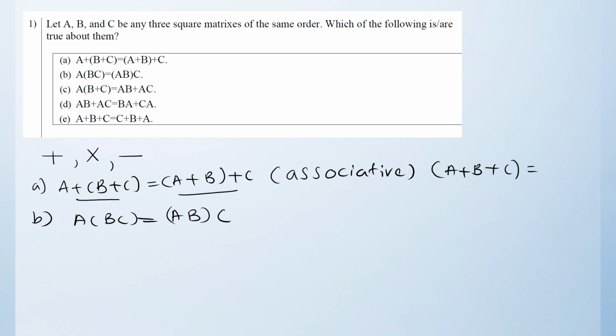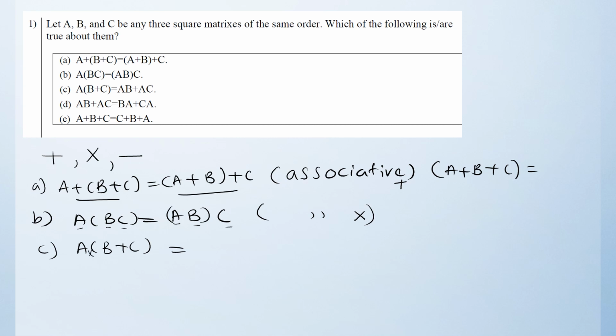Same result will be there, but remember, you can't change the order of the multiplication, the order of the matrices. The order is there. First we have A, B and C. Here also we have associativity under multiplication. Here associativity under addition. For C, we have to remove the brackets by using the distributive property.